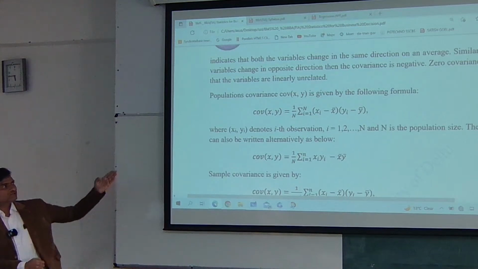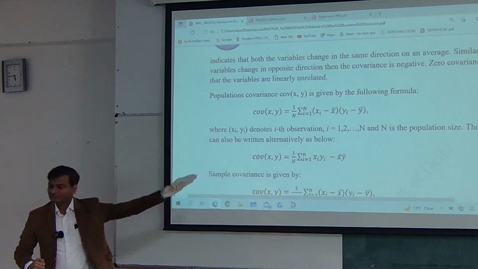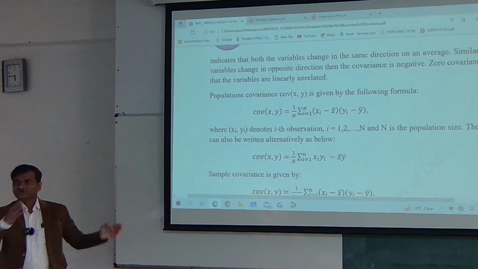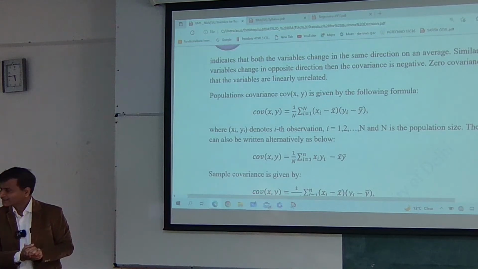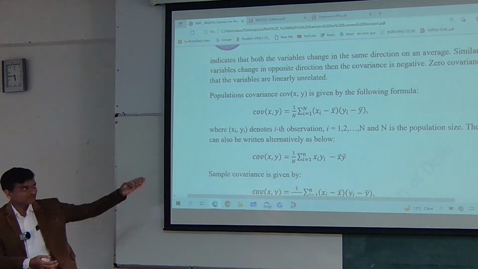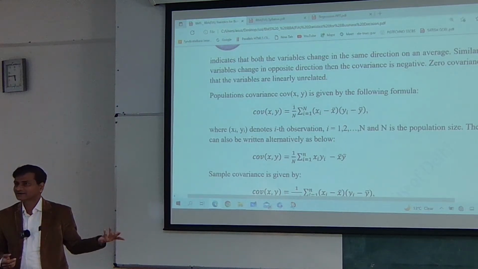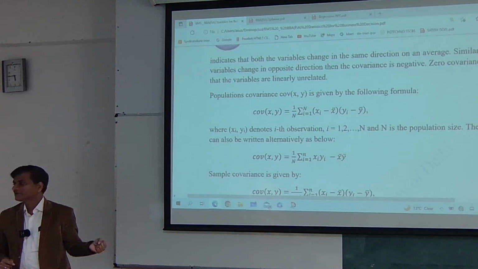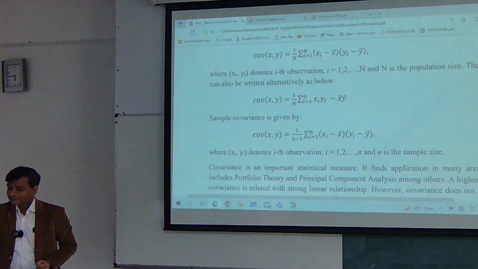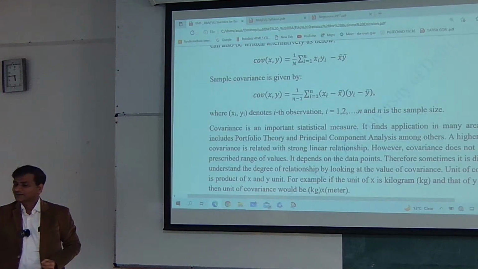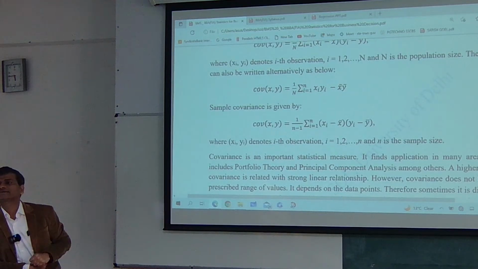Further, you can simplify this formula; this is one form and this is another form. If you multiply x minus x bar into y minus y bar, you get this formula. So both formulas are the same. As you feel comfortable, you can calculate or find your covariance. Finally, we have two types of formula: one is the population covariance and the other is the sample covariance.